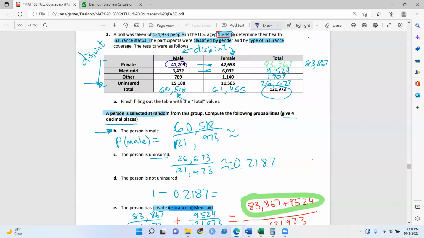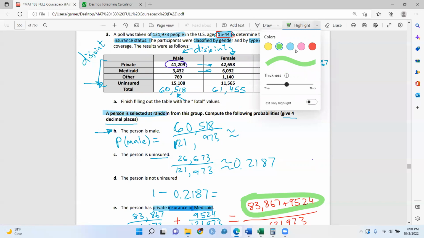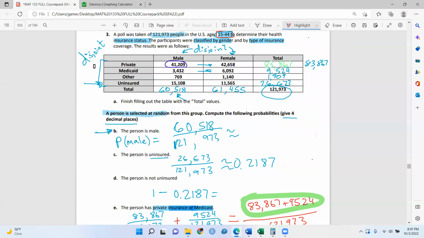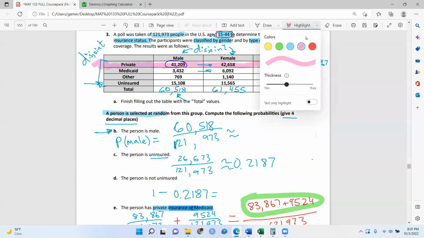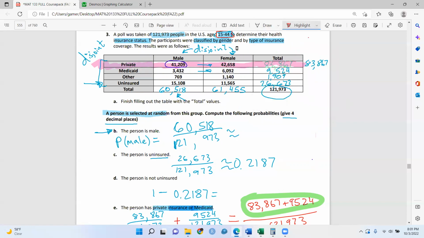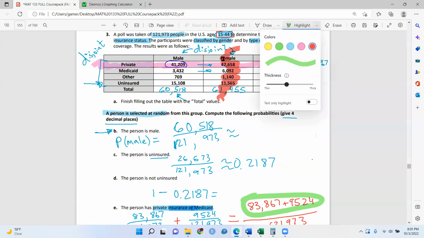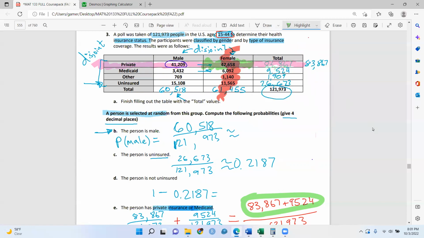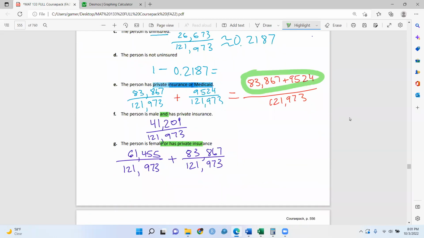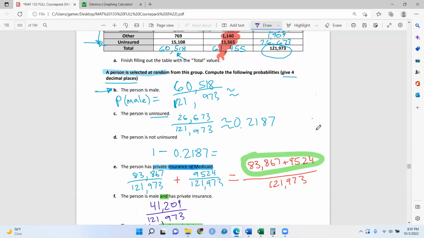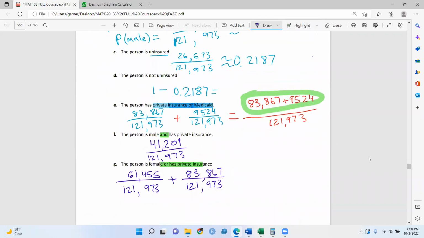I'll show you why they're not. It overlaps. So here comes private, that's the row of that. And here comes female, that's the row of that. You see right there, we counted the number of females that have private insurance twice. This little area right here got shaded twice. So we can't do that. It's like an inflation of that probability. So we have to subtract that 42,865 from this total, and then we'll have the correct calculation.